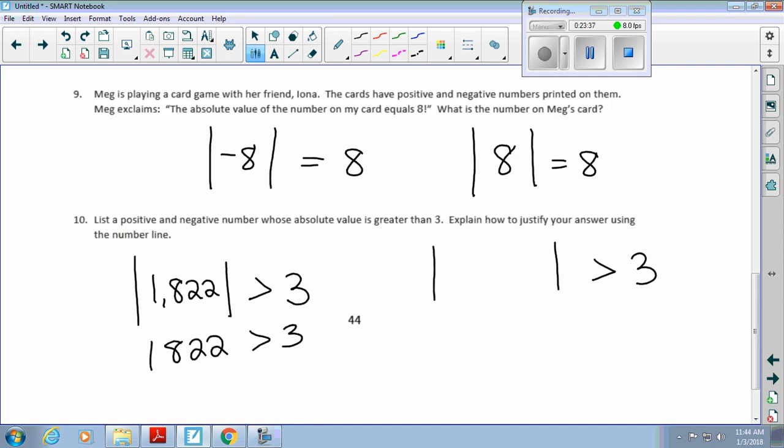-2. Oh. Well, that's incorrect because what's the absolute value of -2? 2. Is 2 greater than 3? No, so pick a different number that's actually bigger than 3.